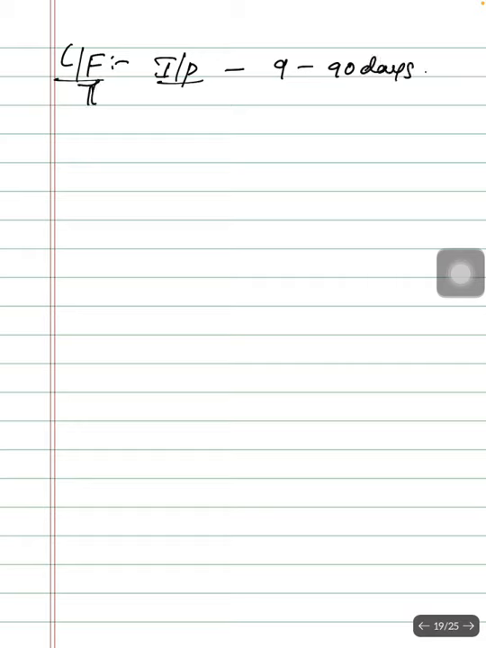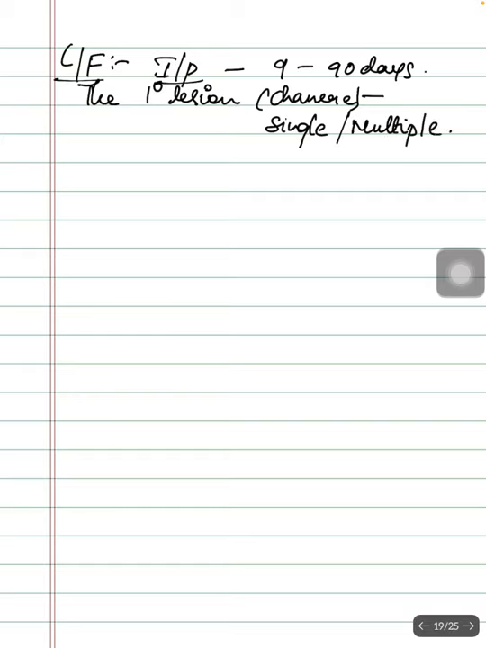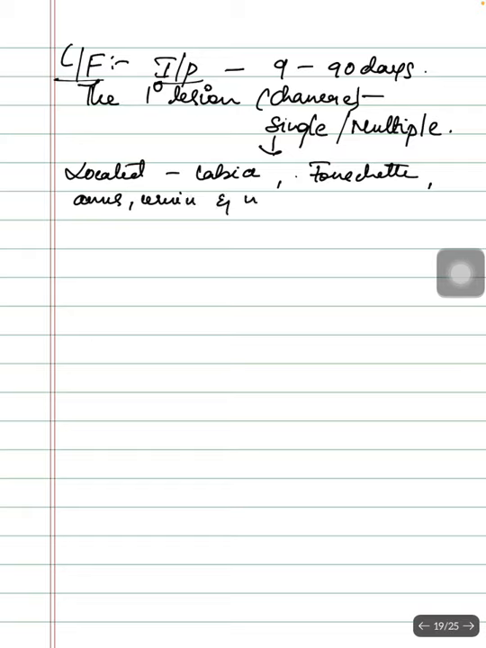The primary lesion, chancre, is single or multiple and is usually located in the labia, forehead, anus, cervix and nipples. So these are the sites of lesions.